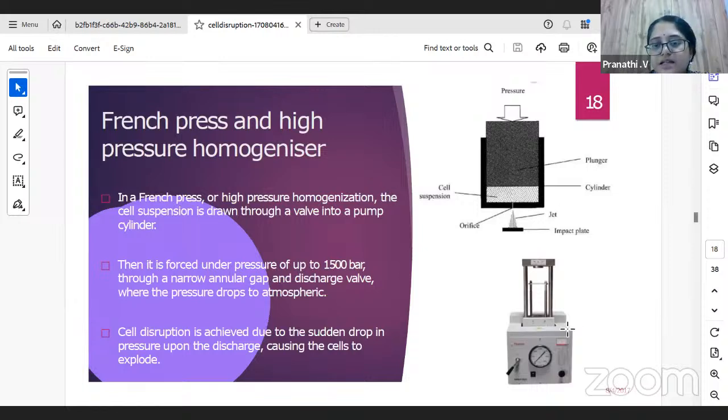French press, basically something like your roti press that you have. High pressure homogenization, where the cell suspension is pushed through; you have a plunger over here. This is the cell suspension, and then you're going to add pressure to it. This is the orifice and the jet, and this is the impact plate. So you can use a pressure of up to 1500 bar, through a narrow annular gap and a discharge valve, where the pressure drops to atmospheric pressure. So cell disruption is achieved because of the sudden drop in pressure upon the discharge. This causes the cells to explode.